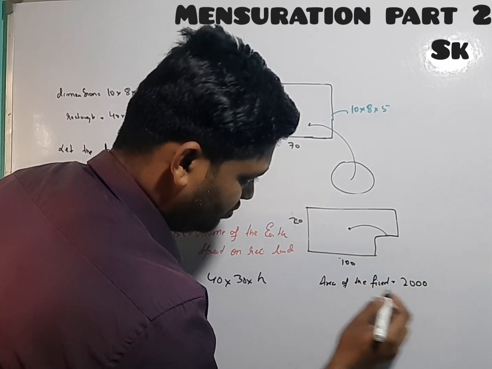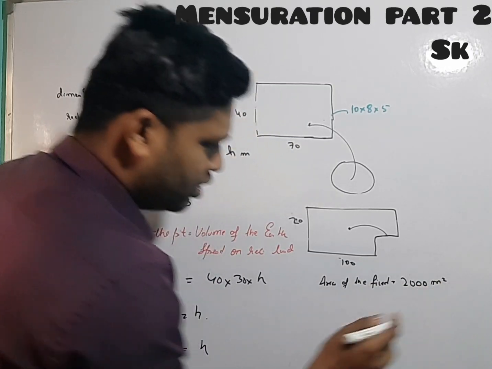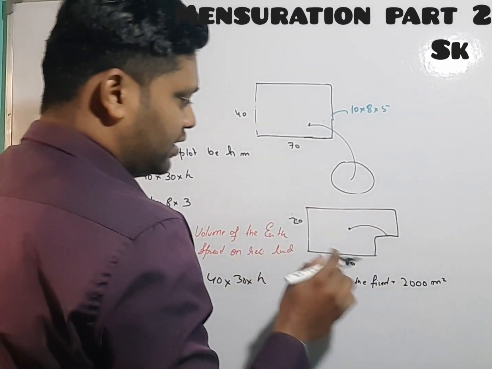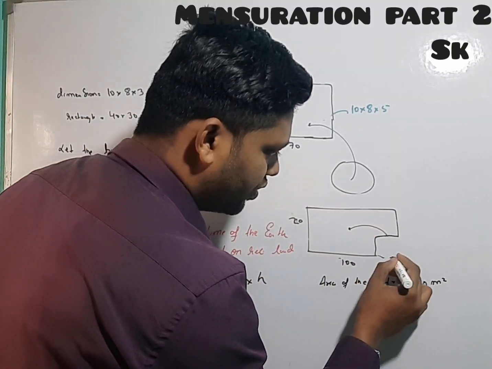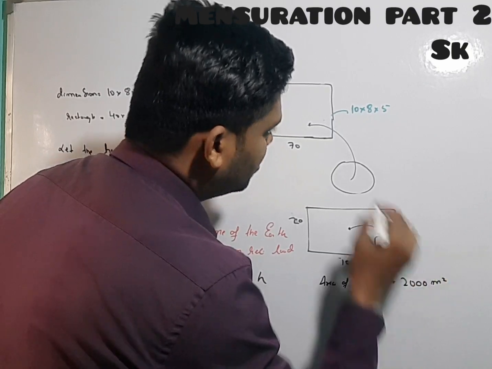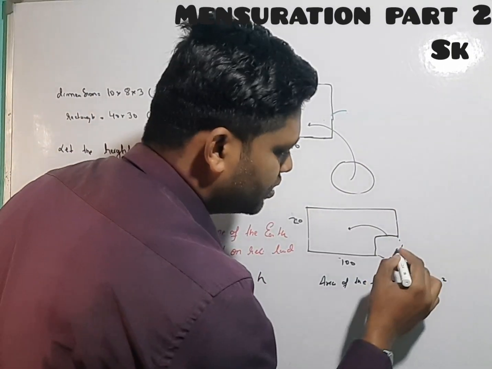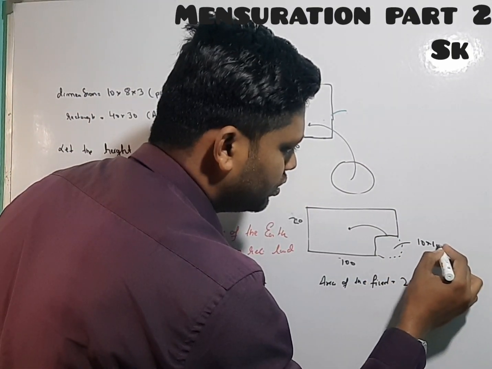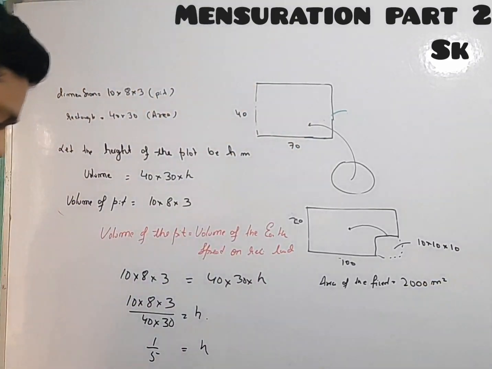2000 meter square, this much is the total area. Of that, I have to remove this one first. What was the area of this one? Don't take difficult numbers, take easy numbers, 10 into 10 into 10. You take these numbers so that the answer will be easy.